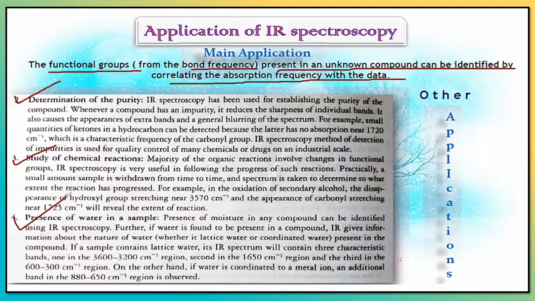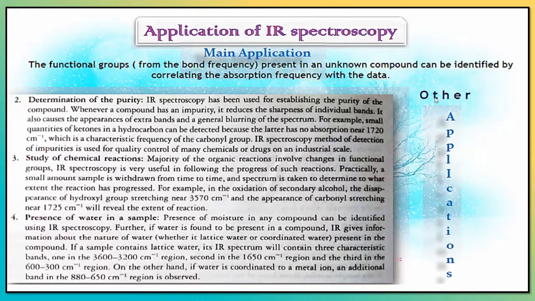So how is the determination of purity done? If you know the structure of a compound and you take its IR spectrum, and if any impurity is present, then along with the peaks of that sample there will be some additional peaks, which imply what else is present inside the sample. Similarly, the study of chemical reactions can also be done with this, as well as detecting the presence of water in a sample. So this was all about IR spectroscopy.